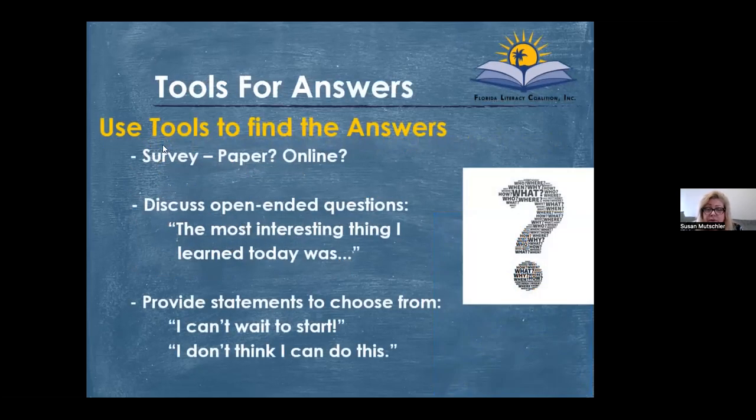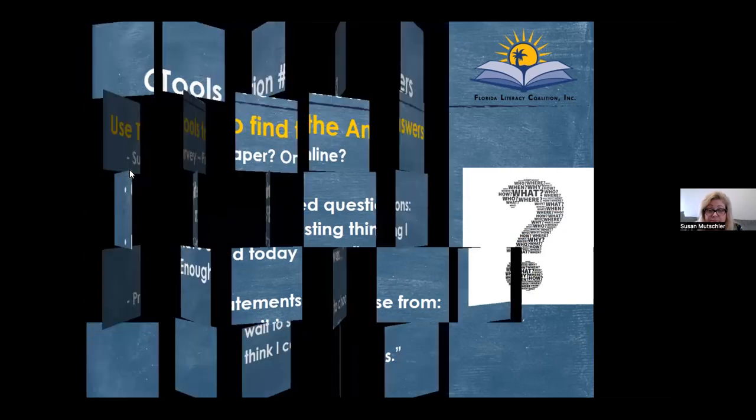So some of the different tools that we can find out if they are enjoying the training would be some kind of a survey, an evaluation, whether it's a paper one or an online one. You can discuss open-ended questions like the most interesting thing I learned today was, and let them fill in the blank. You can provide statements for them to select, like I can't wait to start, or I don't think I can do this. We're going to take a look at 2 different survey tools.